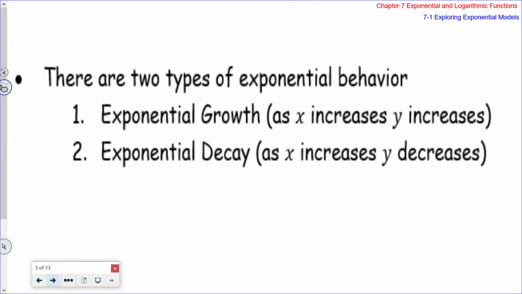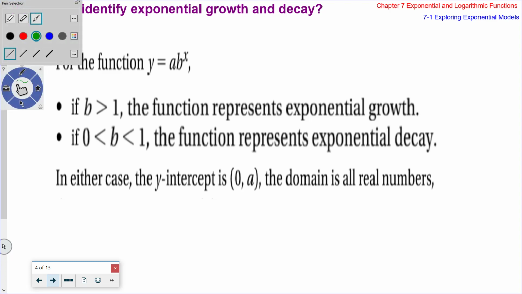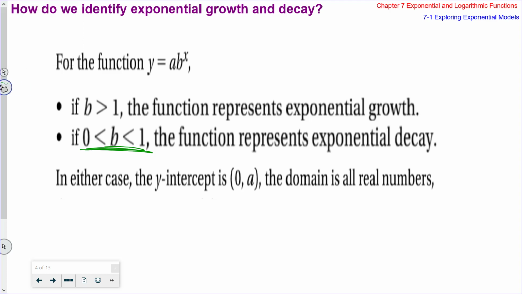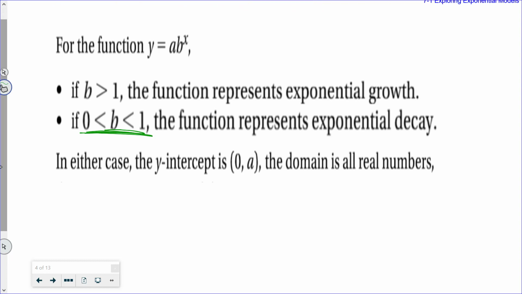We're going to identify if an equation is growth or decay just by looking at the equation. If b is bigger than 1, then we have growth. If b is between 0 and 1, it is decay. B is always positive, b is never negative, and b cannot equal 1. So this is how we can tell if it's growth or decay. What a tells us, that's the number in front of b, a tells us what the y-intercept is.